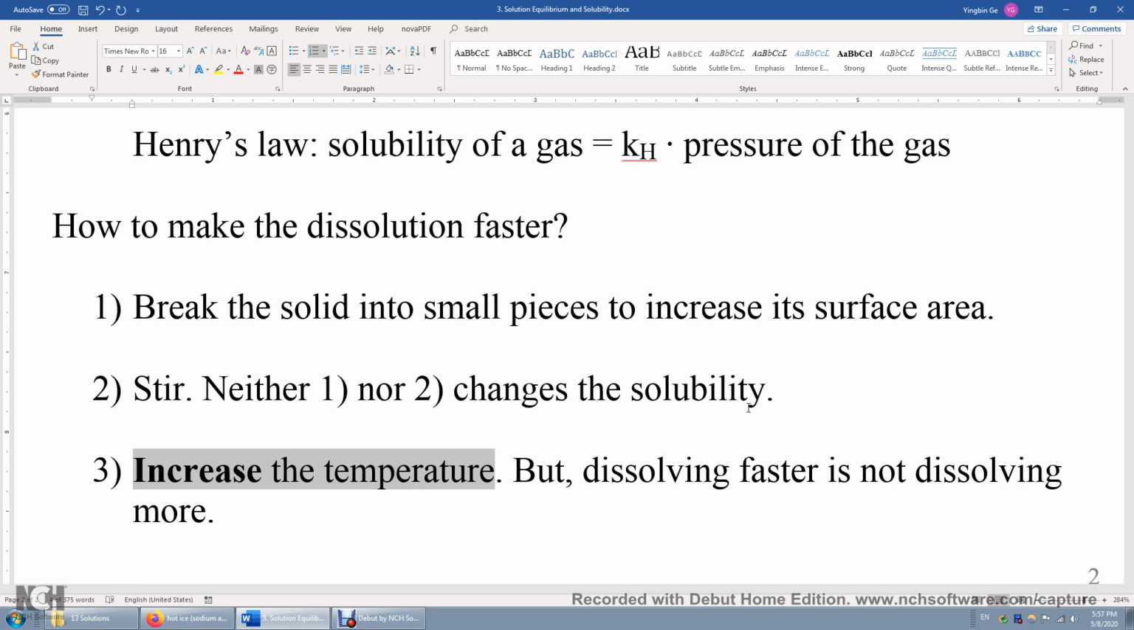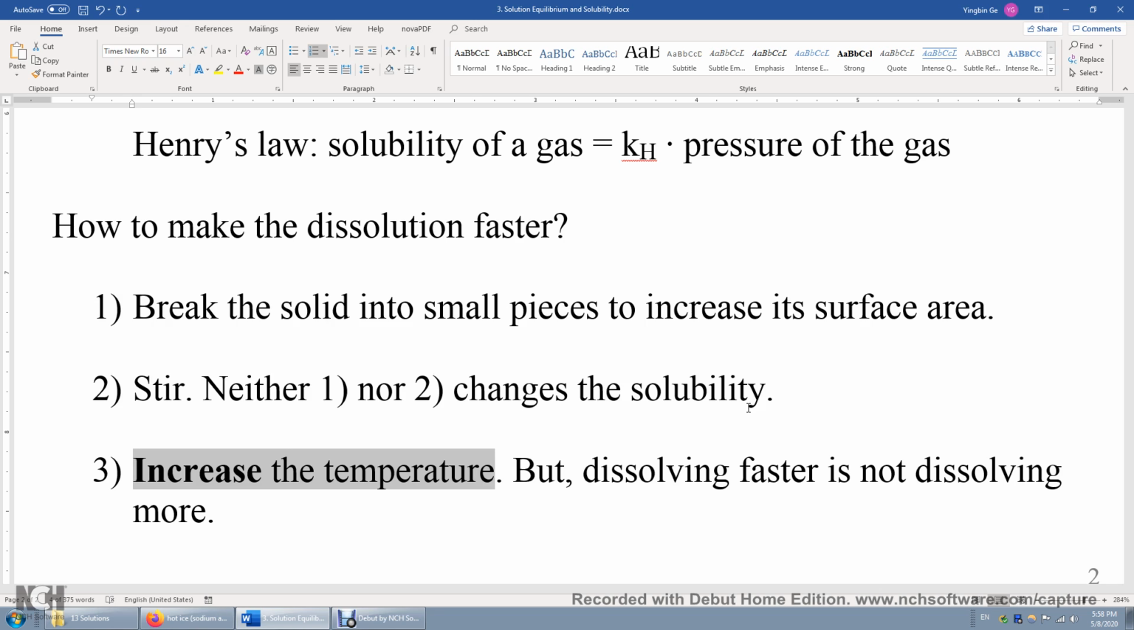All right? So if you increase the temperature, yes, the dissolution will be faster. However, it may help you dissolve more solute or occasionally less solute. It all depends on whether the system has a higher entropy or lower entropy after dissolution. In most cases, the entropy or randomness of the system increases after dissolution. And then increasing the temperature will help dissolve the solid faster and more.